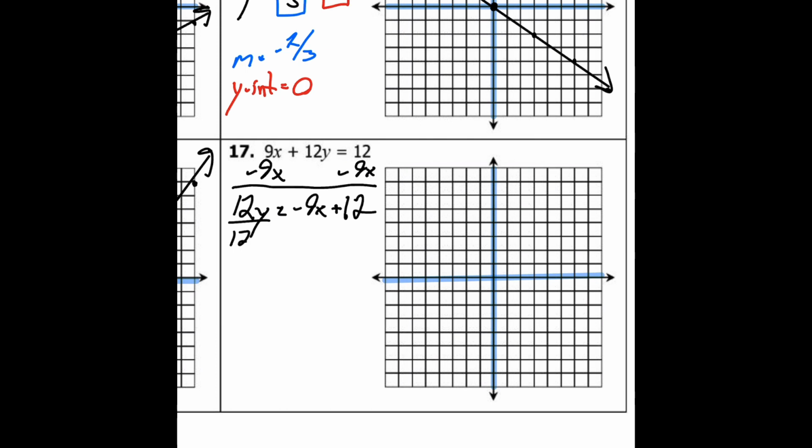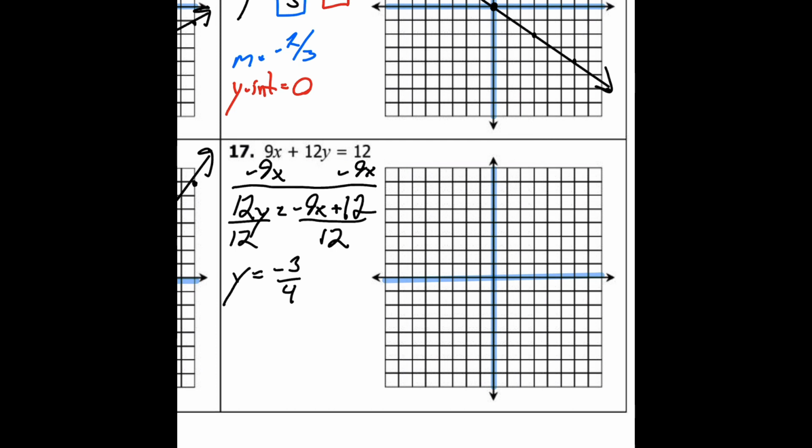I need y by itself, so that means I have to divide by 12, because 12 is being multiplied by y, so I'm doing the opposite operation. I'm dividing by 12 on the left, that means I'm dividing by 12 on the right. I'm dividing every term on the right by 12. On the left-hand side, 12 divided by 12 is just 1, so 1y equals, well, 3 goes into both 9 and 12. A negative number divided by a positive number is going to give me a negative 3 over 4.